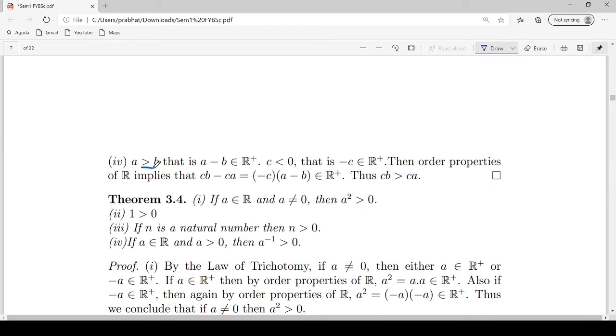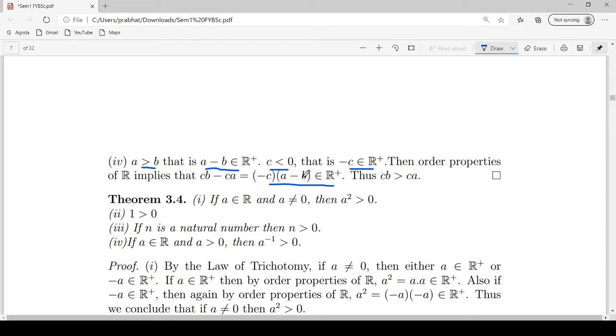Again a is given to be greater than b. That means a minus b belongs to R plus. Now c is less than 0 is given to us. That means minus c is greater than 0. That is minus c belongs to R plus. Now minus c belongs to R plus, a minus b belongs to R plus. Again using the order properties, we can say product of two positive real numbers is positive. Therefore minus c times a minus b belongs to R plus.